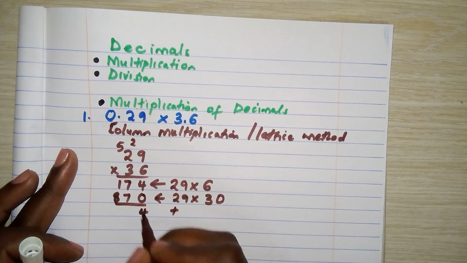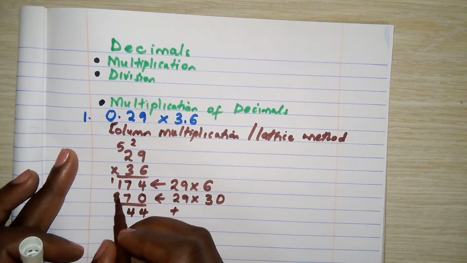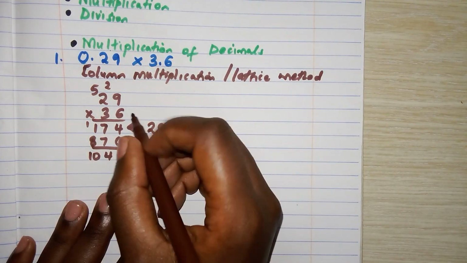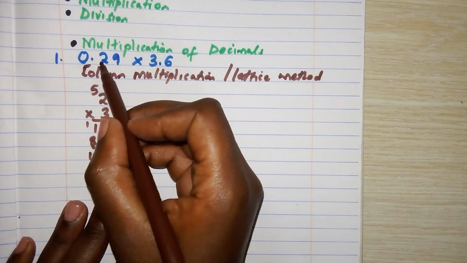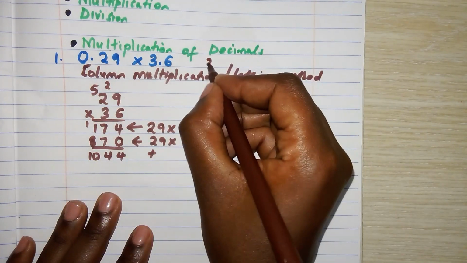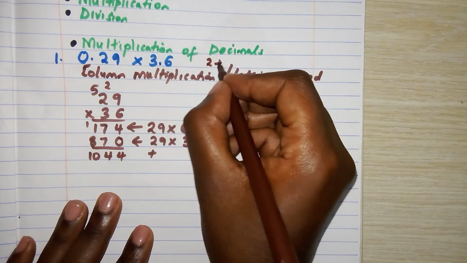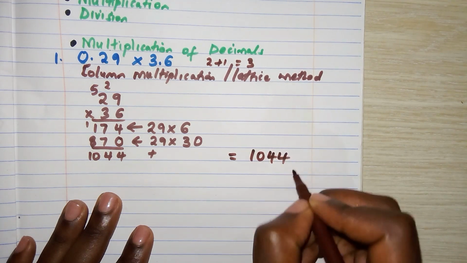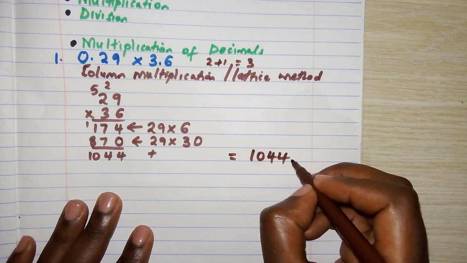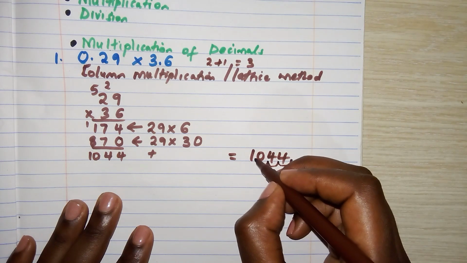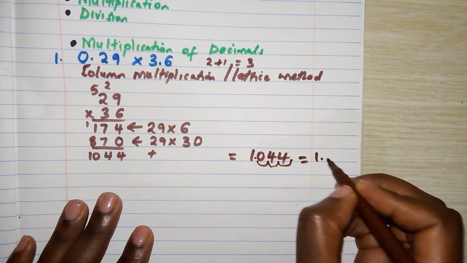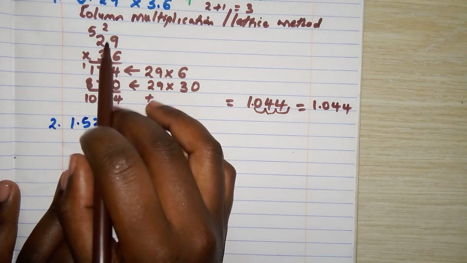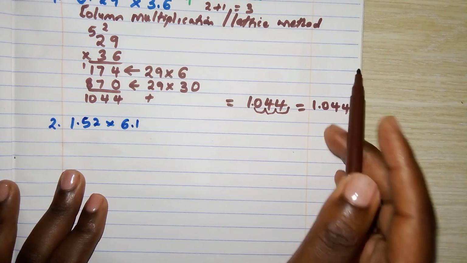Next step is you add. So 4 plus 0 is 4. 7 plus 7, 14. Carry 1. 9, 10. Now the final step is to put the number of decimal places. This one has 2, and this one has how many decimal places? 1. So we have a total of 3 dp. So to your answer 1044, we do 3 decimal places from here. 1, 2, 3. So the answer would be 1.044. So for this one you can use the column multiplication or the lattice method.